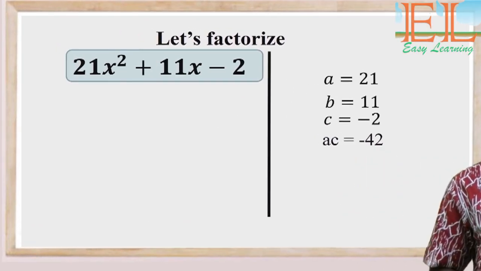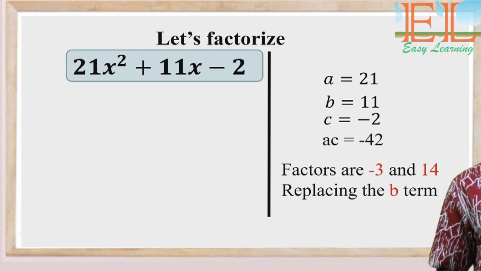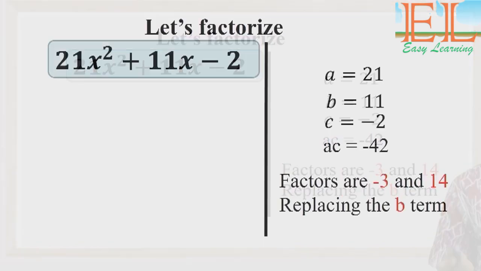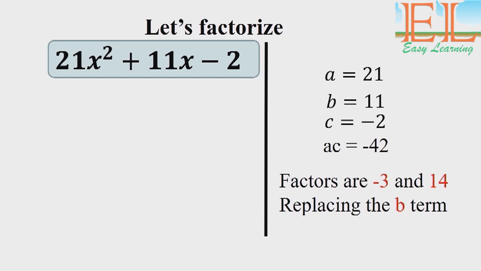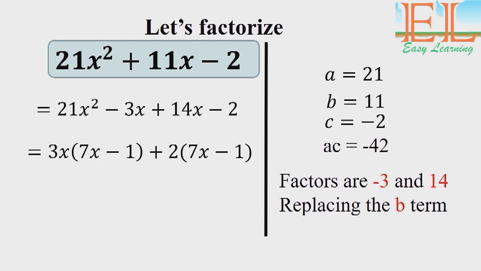And what are the possible factors? The possible factors here are negative 3 and 14. That will replace the term in the B. Then I have 21x squared minus 3x plus 14x minus 2. And factorizing the first two and the last two, I have 3x plus 2 times 7x minus 1. Isn't that simple?